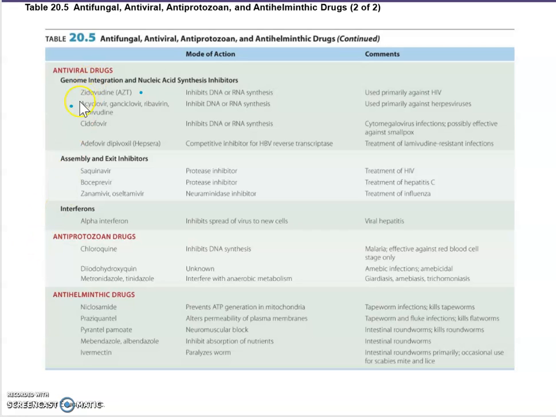Those would be the important drugs in this class, but there are quite a few in here that are trying to inhibit nucleic acid synthesis. Then assembly and exit inhibitors. Those would be protease inhibitors mostly, because these viruses need a protein coat, and if you inhibit the enzymes that will cut the coat to the right shape of the virus, then of course you would inhibit the assembly of functioning viral particles, and that's a good thing. Many of these are used in the treatment of HIV and hepatitis viruses.